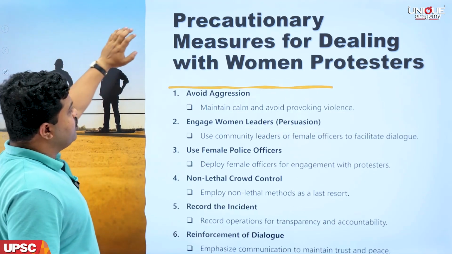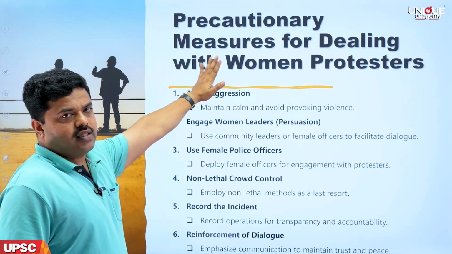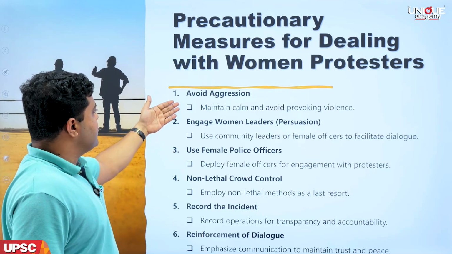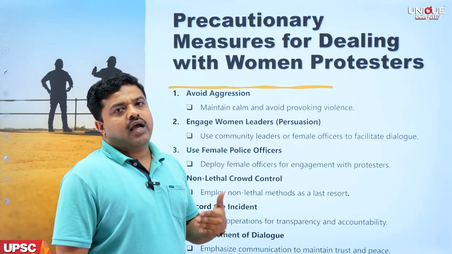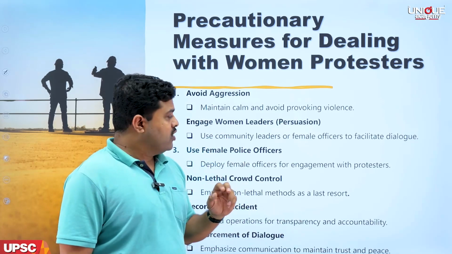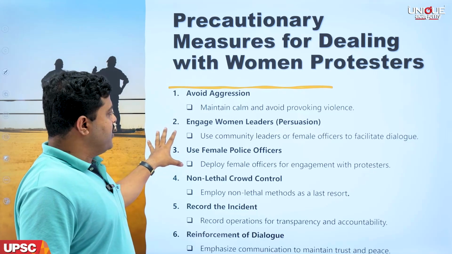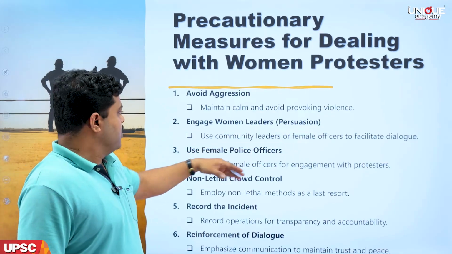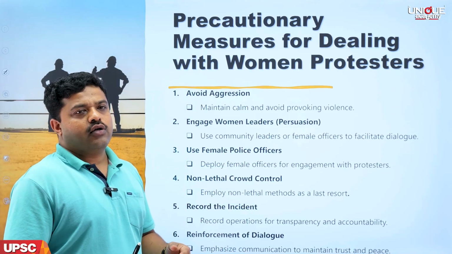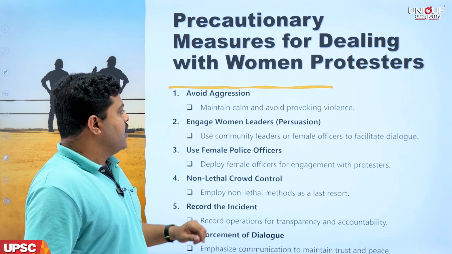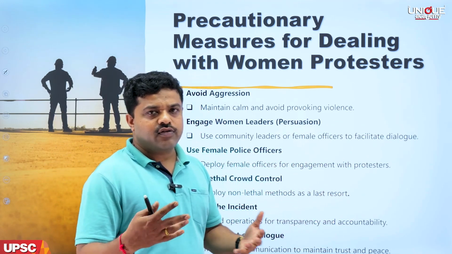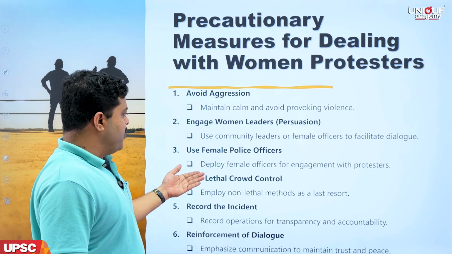Last. Now these are the precautionary measures that Rohit should undertake while dealing with women protesters. So what is that? First is avoid aggression. Remain calm, avoid provoking the people so that they would be calm and would try to reason you out. Second, engage women leaders. So persuasion की skill आप इधर डाल सकते हो. Okay, so इसमें community leader भी आ सकते हैं. You can figure out who are the community leaders and you can speak to them first, convince them. You can engage your female officers to engage into dialogue so that these community leaders will be more comfortable. So use of female officers.